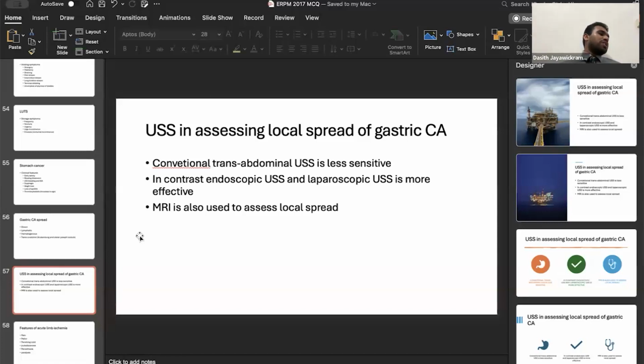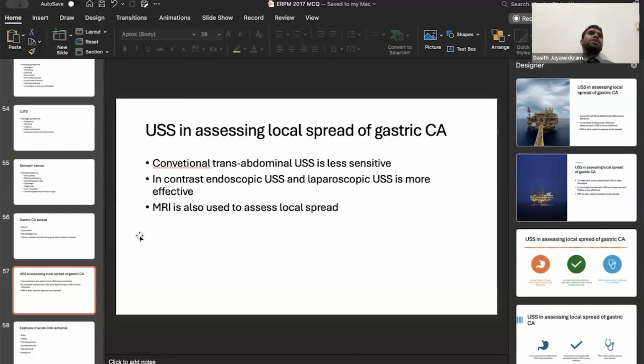So MRI of the chest, yes, true. We can assess the local spread definitely. Abdominal ultrasound, no, not abdominal ultrasound. It is either endoscopic ultrasound or laparoscopic ultrasound. So abdominal ultrasound is false. It is not done to assess the local spread of esophageal carcinoma. False. Transesophageal echo. Now echo we are doing not to assess the local spread, we are doing to assess the cardiac status. So it is false.